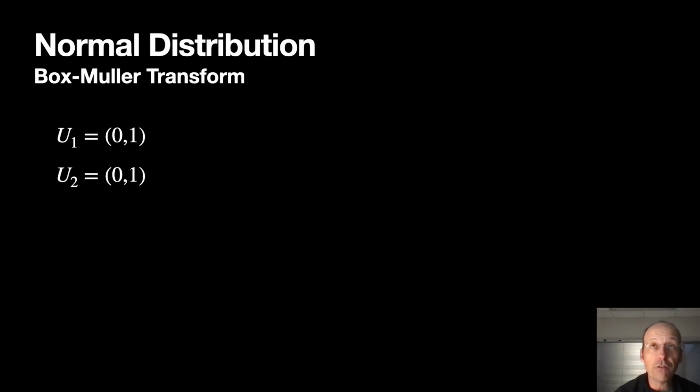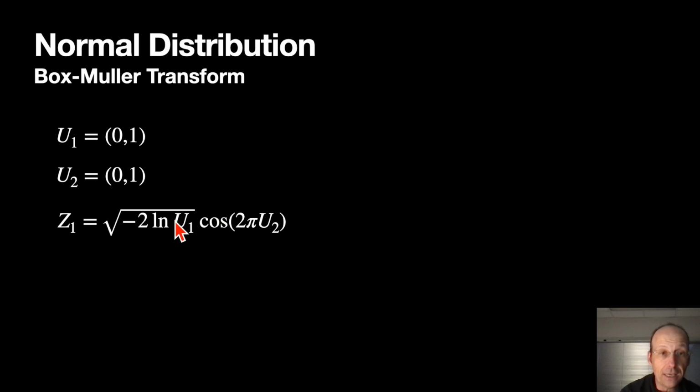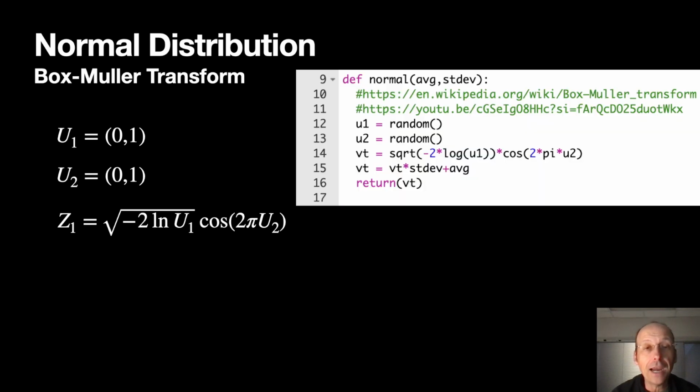And from that, I can generate a random normal distribution, z1, by taking the natural log of u1, multiplying by -2, and then taking the square root, and then multiplying by the cosine of 2 pi times the other random number. That's just a formula. And here's what that looks like as a Python function. So I'm going to have a normal function. I'm going to give it what I want the average to be, and what I want the standard deviation to be. And then I'm going to generate my two random numbers, u1 and u2. Random just gives you a number between 0 and 1. That's it. And this will generate a random velocity, vt.